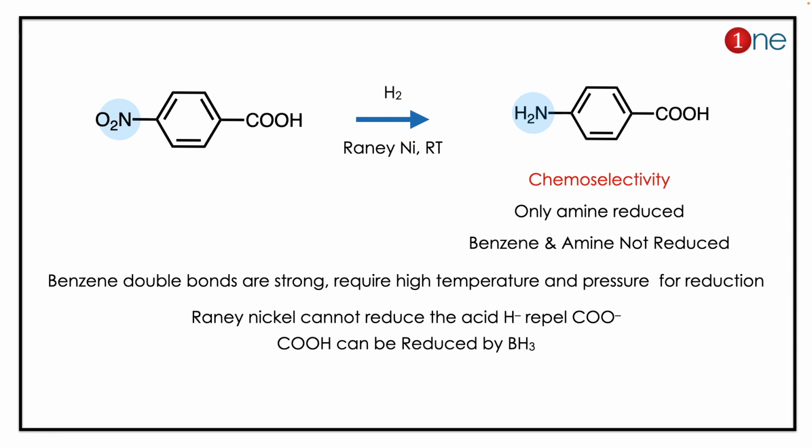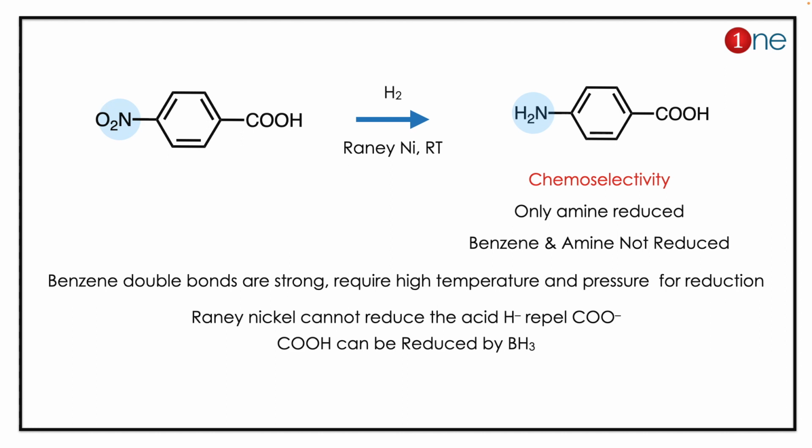Here you have various functional groups. We are using hydrogen. So where the reduction happens, there are three possibilities: carbonyl, nitro, as well as benzene. The benzene reduction requires a very strong reducing agent or higher temperature. Here it's room temperature.